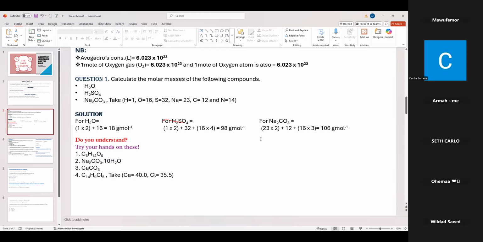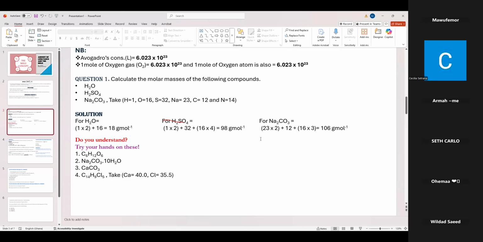So, looking at the answers, what do you think runs through the answers alone? 18 gram per mole, 98 gram per mole, and then 106 gram per mole. Look at gram per mole. Exactly. So it tells you that the unit for the molar mass is very, very important.